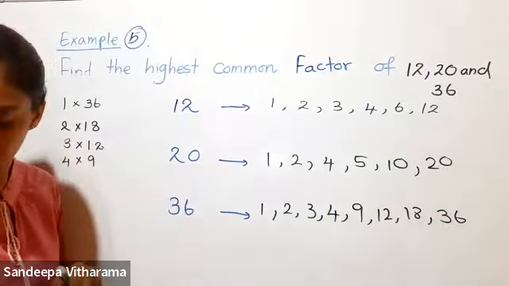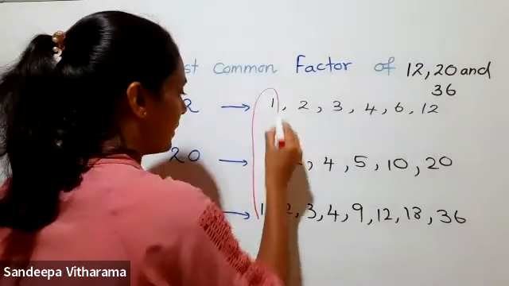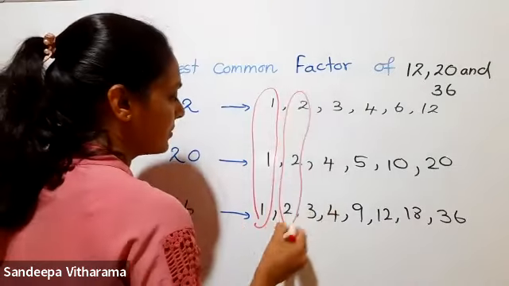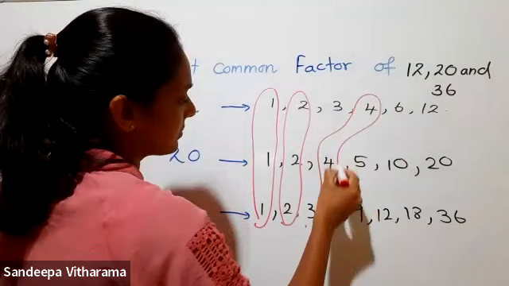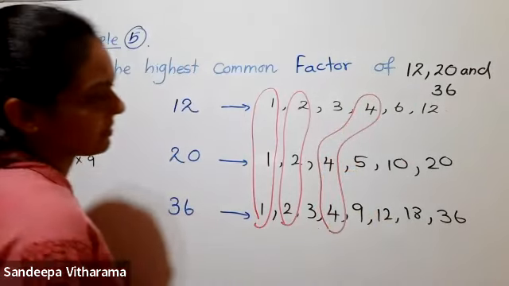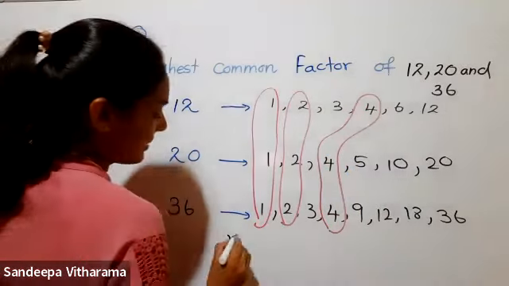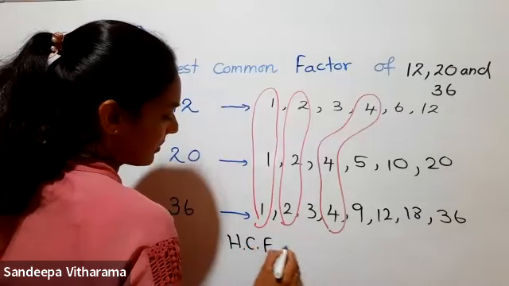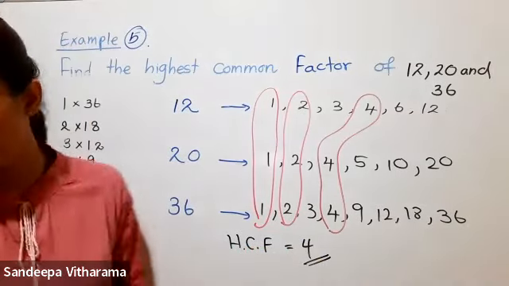1, 2, 3, 4, 9, 12, 18, 36. Okay, let's identify common factors. They are 1, 2, 4 only, no? Is there any other factors? No. Then the highest common factor is 4. Very good. The highest common factor is 4.